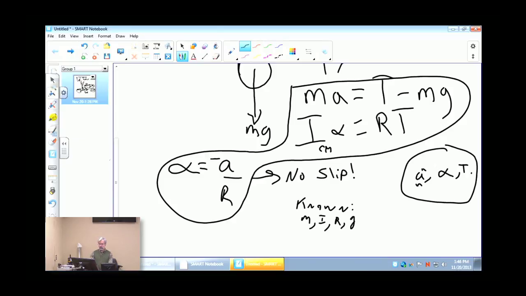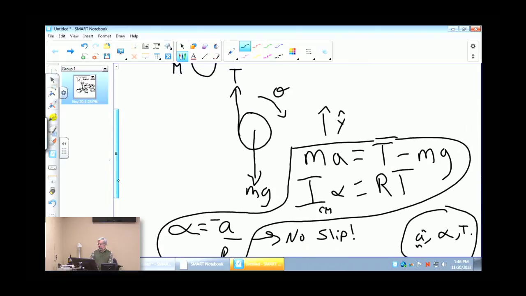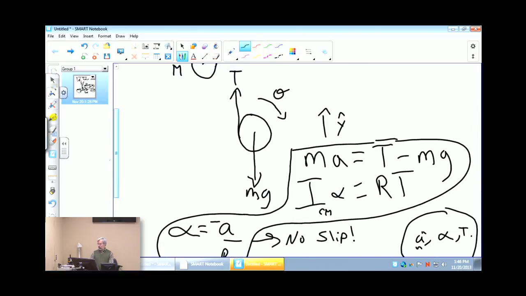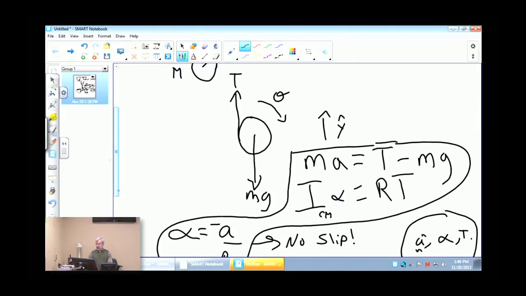Sorry. Yes, sir. Maybe it's the same thing, but why isn't the RT negative? Or does it not have to be negative since we made it? Oh, I'm sorry. That's a good question. Are you talking about the torque? Yeah. So notice he's computing the torque around the center of mass. And remember, you chose that to be the origin.